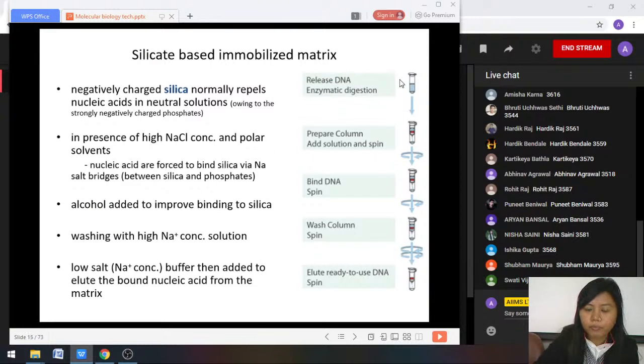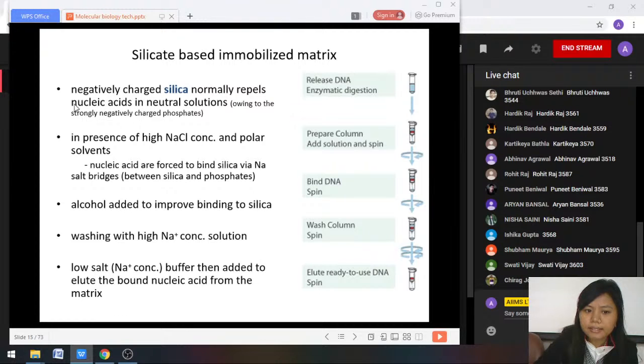So in this, what we do is, when we add the sample, we first add all the lysis reagents, which will remove all the cell membranes, the coats and everything. And this silica is negatively charged. The DNA or RNA are also negatively charged. So in a normal neutral solution, it will repel DNA, right?